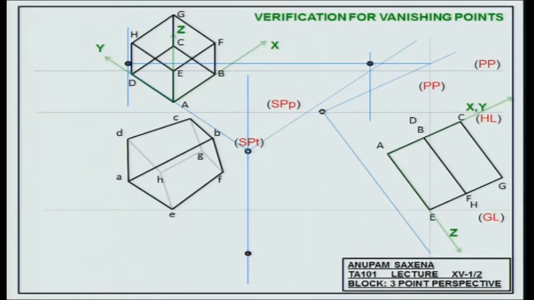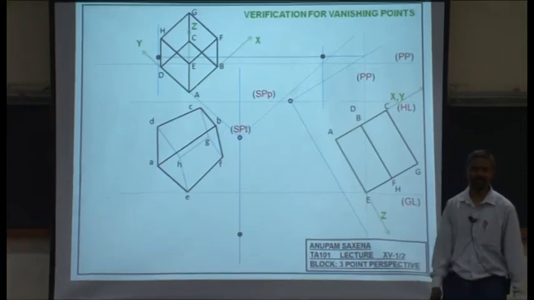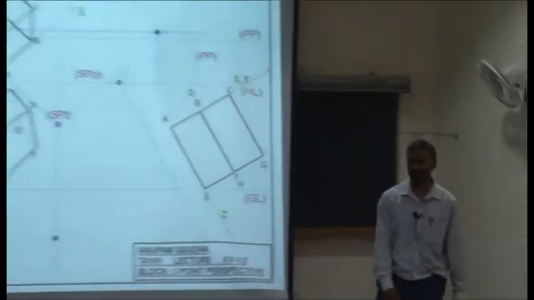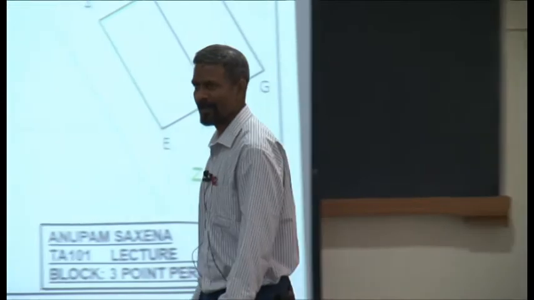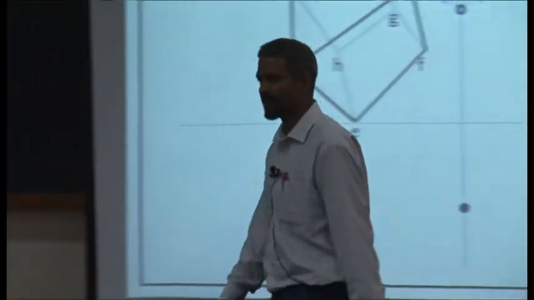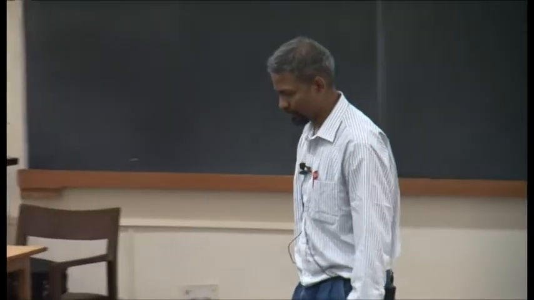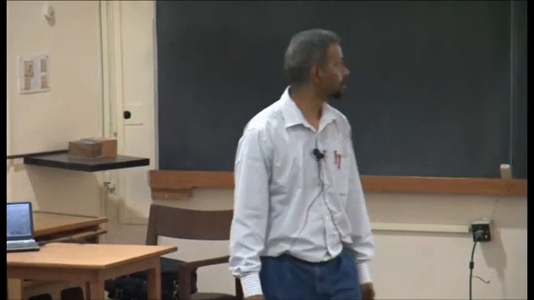Once I do that, I realize that my vanishing points are essentially the intersection points between the respective vertical projections and the horizontal projections. Okay. Convinced? So, I didn't make a mistake last time. Okay. Now, I solved another example and you would see those slides on my web page.